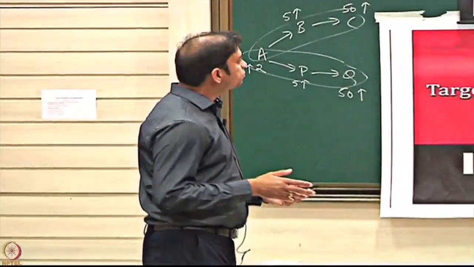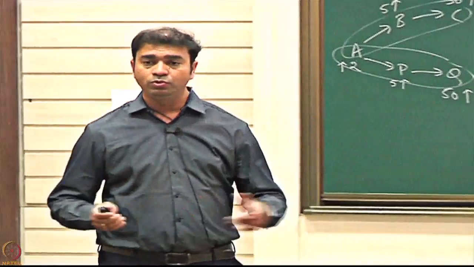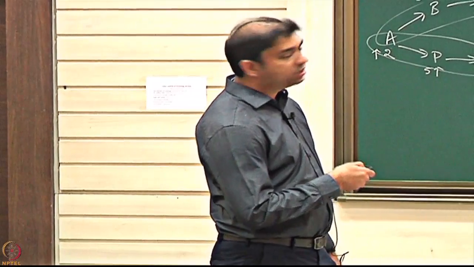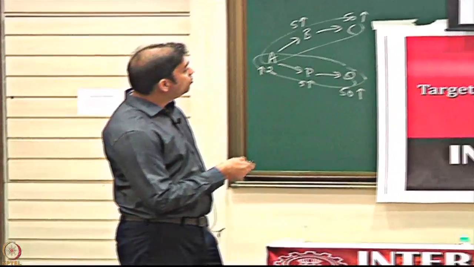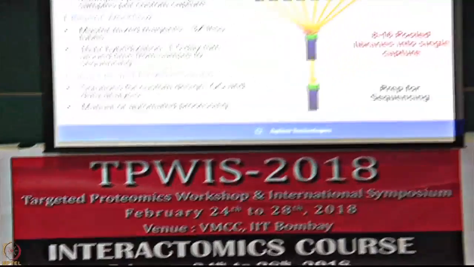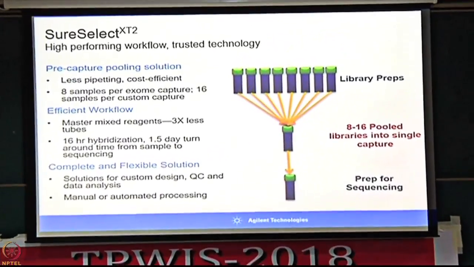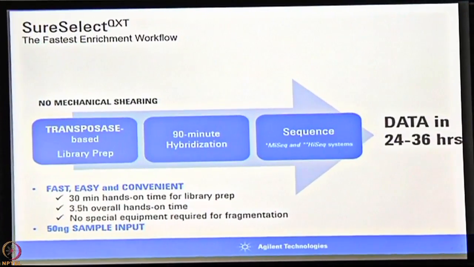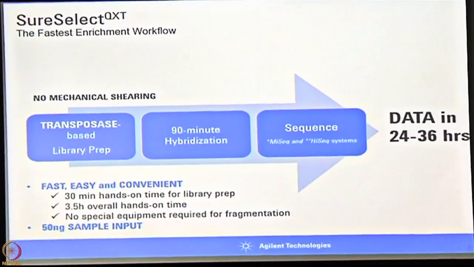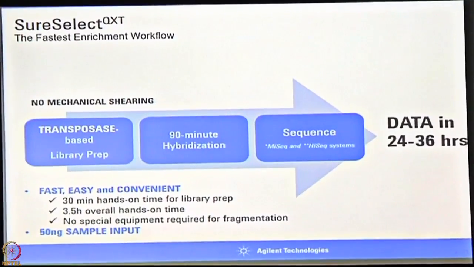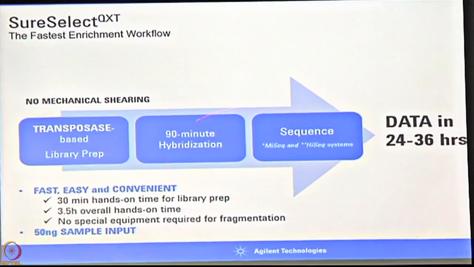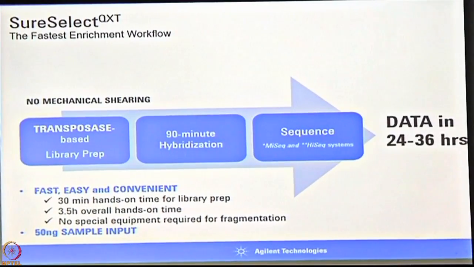Another option, if you want to do a comparative study, is to barcode the patient samples and pool them, 8 to 16 in one pool, followed by the capture and then sequencing. So you can compare between the patients also. That is XT2. Another library preparation is based on enzymatic shearing. You can use a transposase enzyme to make the libraries, then hybridization, followed by sequencing. This is the fastest way to make the libraries for exome sequencing.